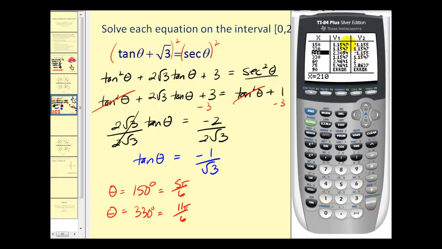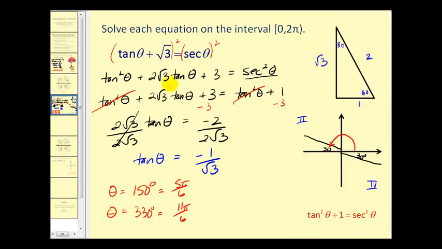What we'll notice here is that for 150 degrees, y1 and y2 are opposites, so they're not equal. So 150 degrees is not a solution. And notice that 330 degrees does check. So it is important that we check our solutions when we square both sides of an equation. This is not a solution. We have one solution, which is 11 pi over 6, or 330 degrees.